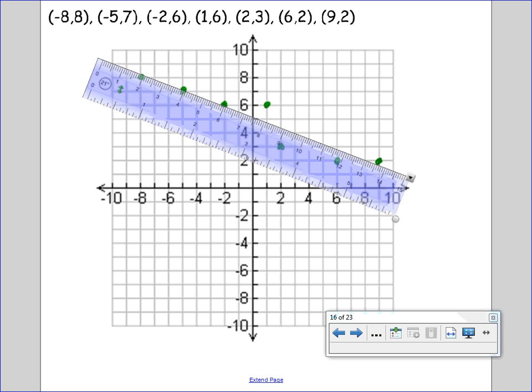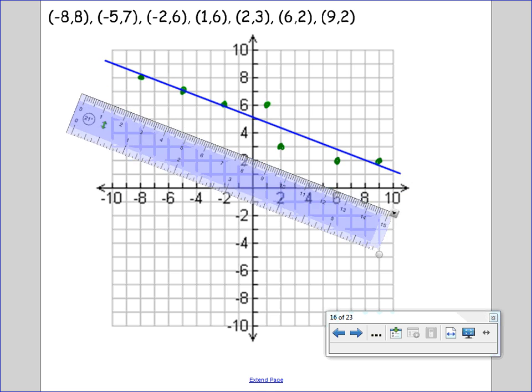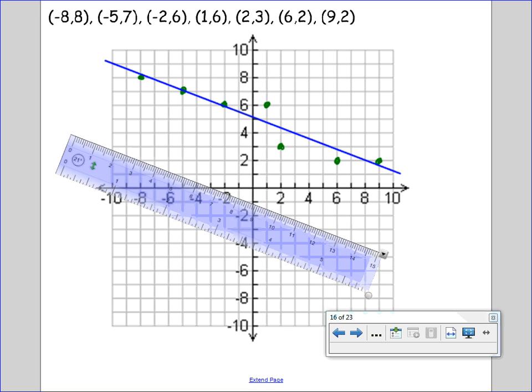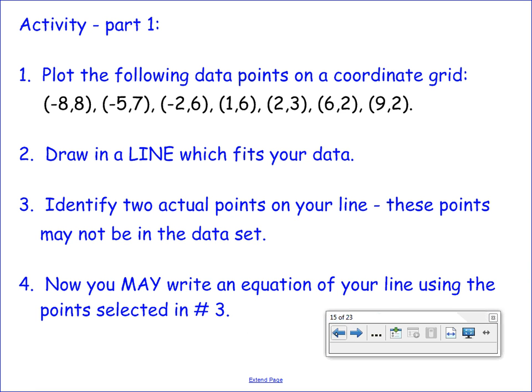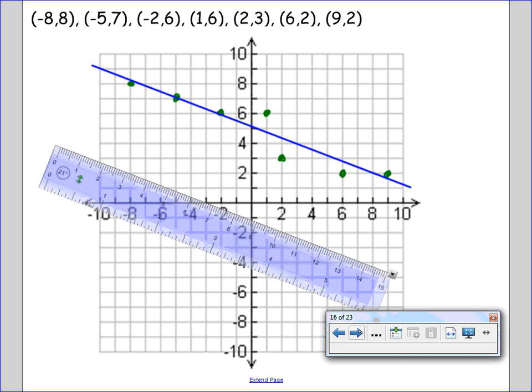So we'll try this one. Maybe this will be a little bit better. That's pretty darn good. All right. So let's go ahead and see. I'm now going to identify two actual points on my line. They don't have to be on the data set. They might be on the data set, but I'm going to pick 2 points on this line. I'm going to use that to write a linear equation. So I'm going to go ahead and scan my line, and I'm going to find 2 points on it.